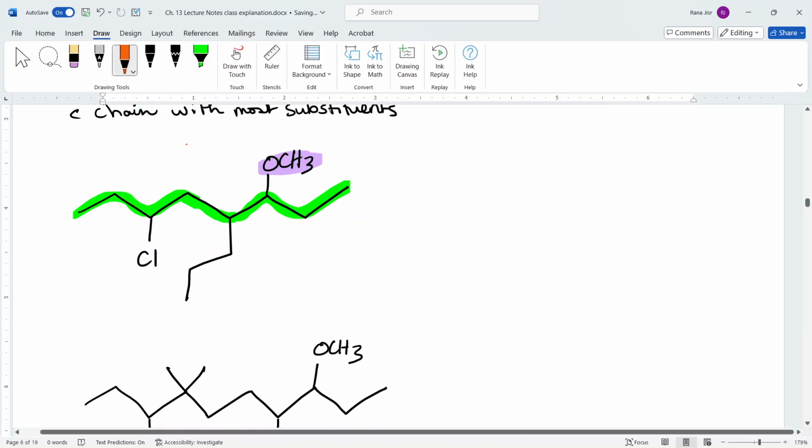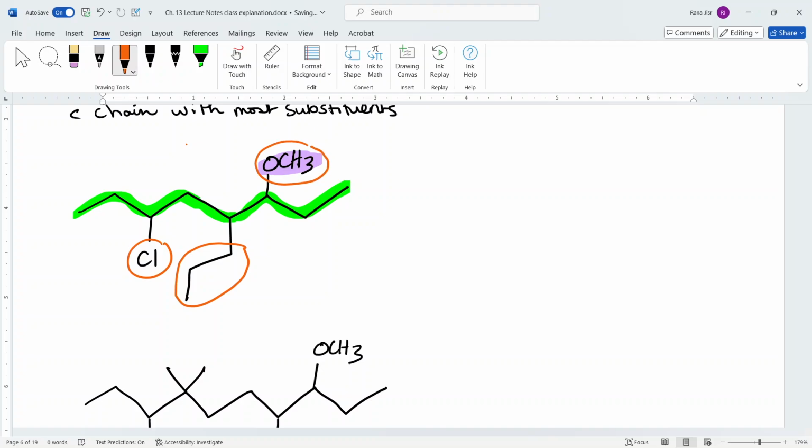My substituents here are going to be the chlorine, which is the chloro, the propyl group, and the methoxy group. I need to arrange them in alphabetical order and give the first substituent the lowest number. Here I would go by 1, 2, and 3. So if I go by 1, 2, and 3 in there, this is the same as 1, 2, and 3. Both substituents get the lowest number.